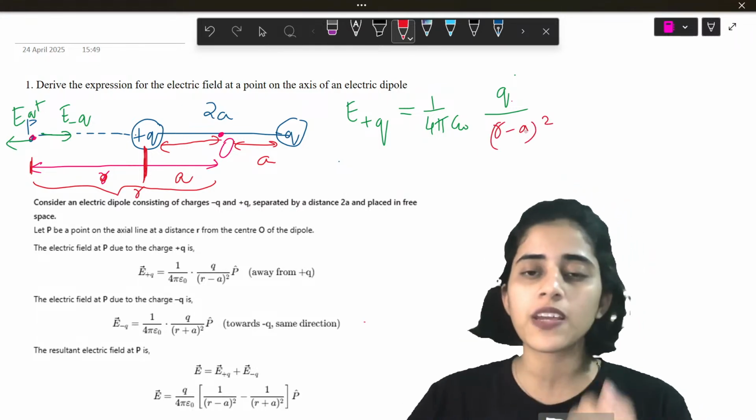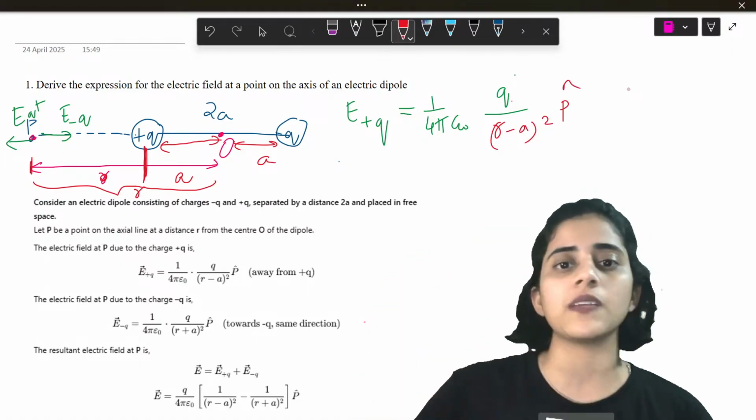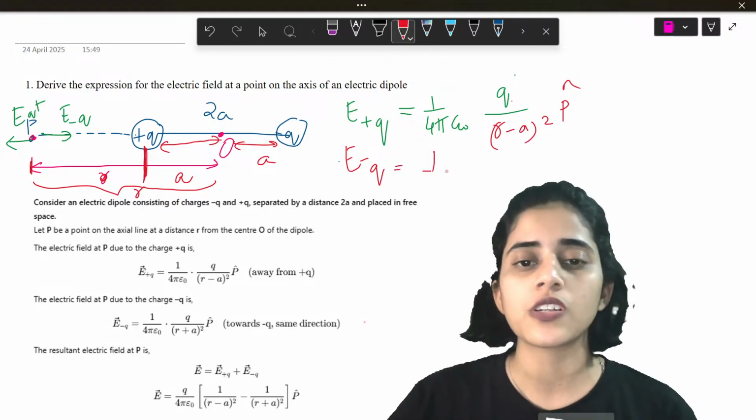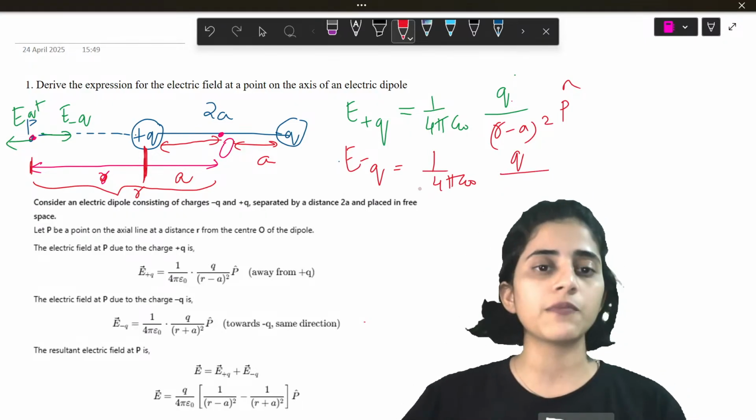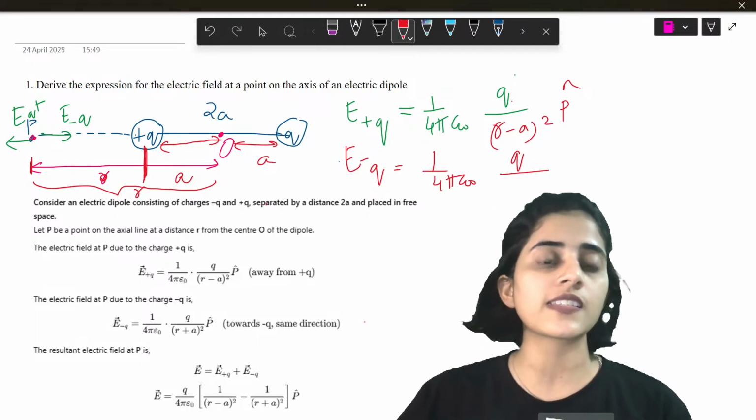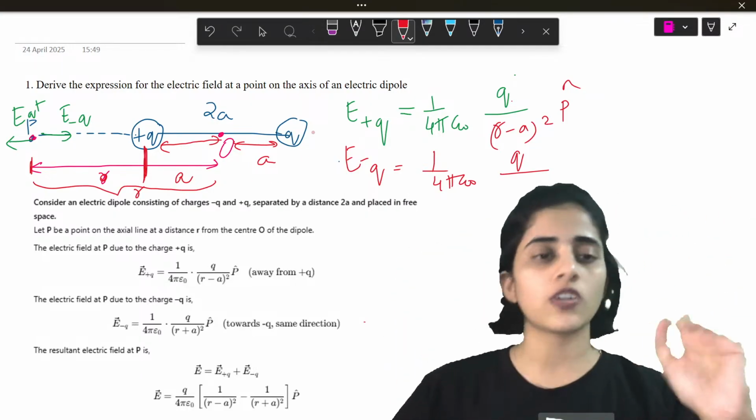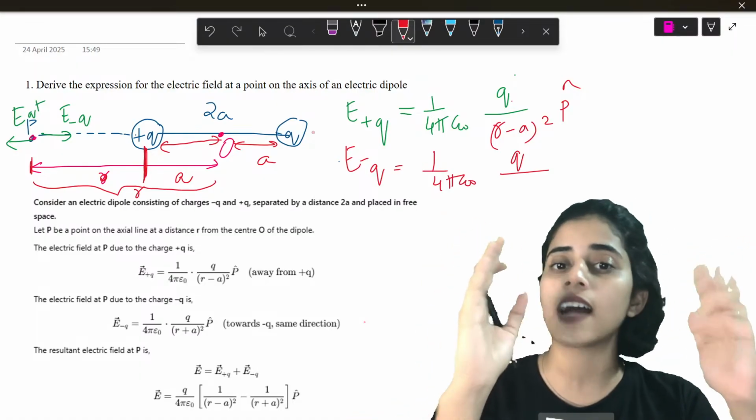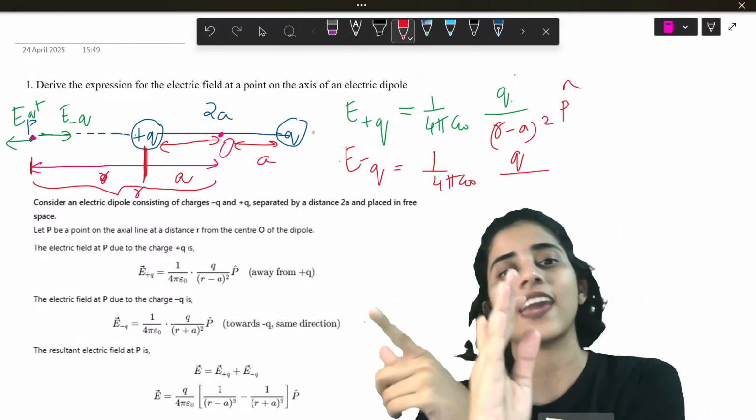Instead of R square, it becomes (R minus A) square. The direction is P cap, it's along P. Now the electric field due to minus Q will be how much? 1 by 4 pi epsilon naught Q divided by, what is the distance from minus Q all the way till P? From minus Q till the center of the dipole, it is R. But Q is here, so R plus A.